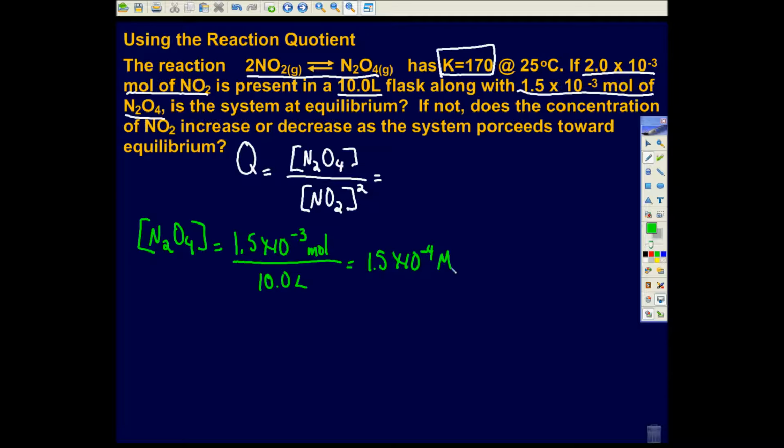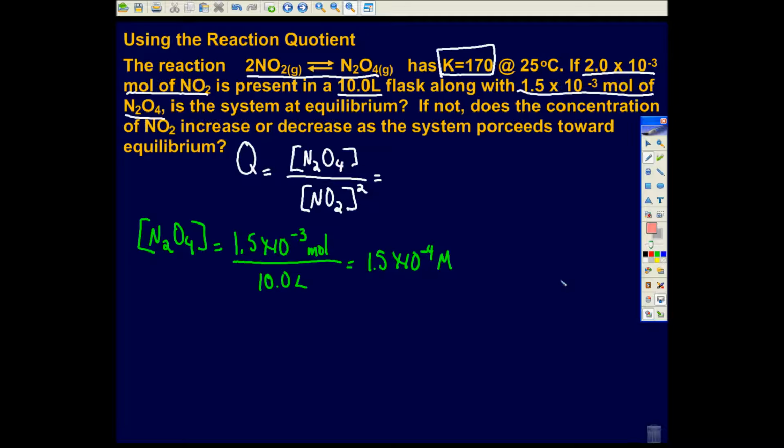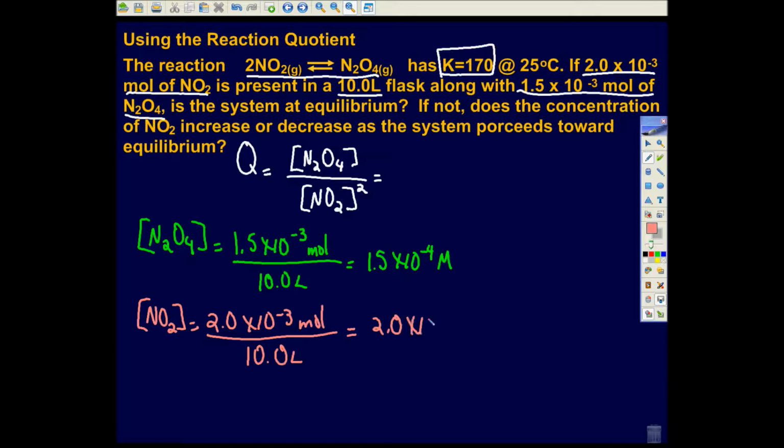I'm going to do the same thing for my reactant concentration, which is NO2. And that's going to be 2.0 times 10 to the negative 3 moles. In the same volume, they're reacting together in the same container, so use the same volume, 10 liters. And when I divide that out, I get 2.0 times 10 to the negative 4 molar.